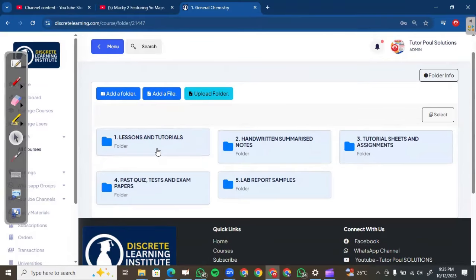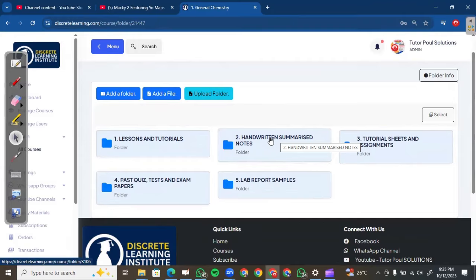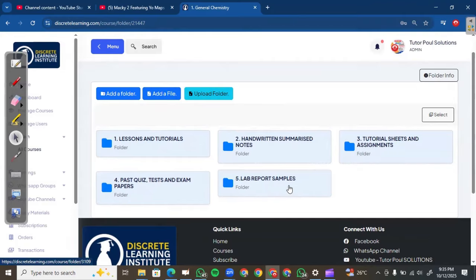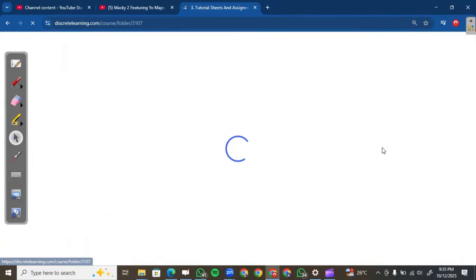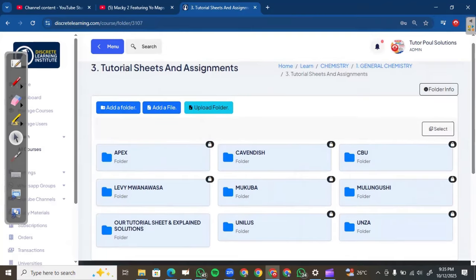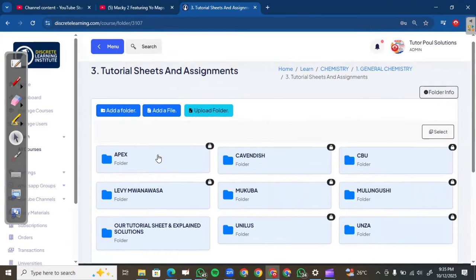So there are videos and notes, and then here there are handwritten notes summarizing the key things that you must know. So you can also study these handwritten notes. And then here we have the tutorial sheets and assignments, past papers, and some lab report samples. As you prepare for your tests, your exams, your quizzes, make sure you know how to solve the tutorial sheets. So when you open this folder, you go to the folder for your university. If you're from Apex, for example, you just click Apex.